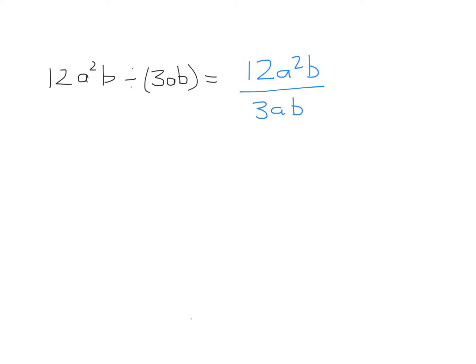I'm then going to simplify within my fraction. 3 goes into 3 once, but 3 goes into 12, 3, 6, 9, 12, 4 times. a goes into a once, and b goes into the b there. So what have I got left over? I've got 4a over 1, and therefore my answer happens to be 4a.